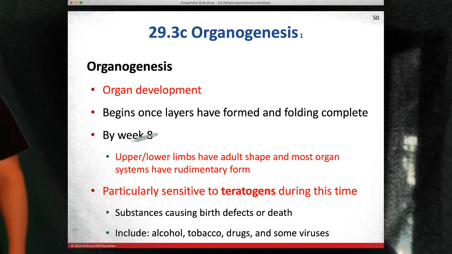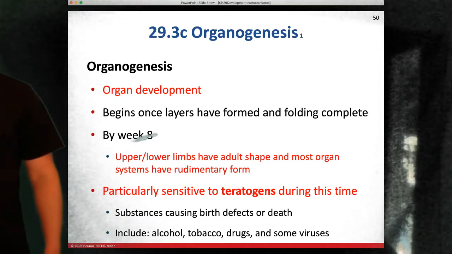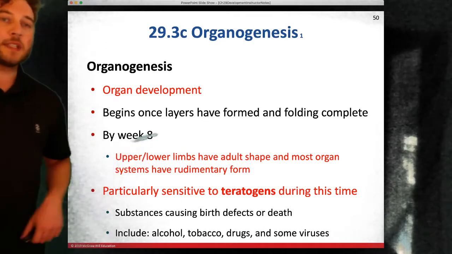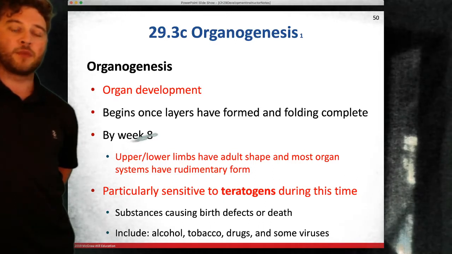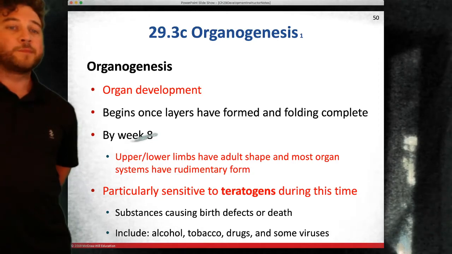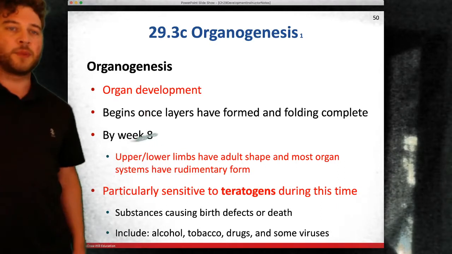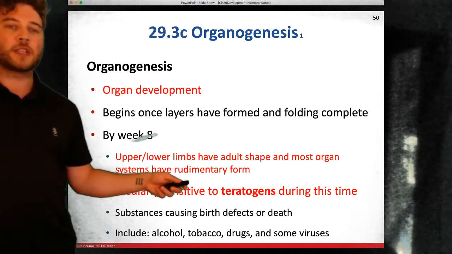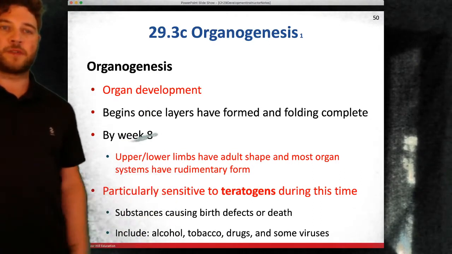This begins around week 8. Sorry, one second. This ends by week 8. You have upper and lower limbs that have adult shape, and most organ systems have their rudimentary form, particularly sensitive to teratogens during this time. You have organ development, particularly sensitive to teratogens, which are going to be your alcohol, tobacco, toxins, things like that, that cause birth defects or death.